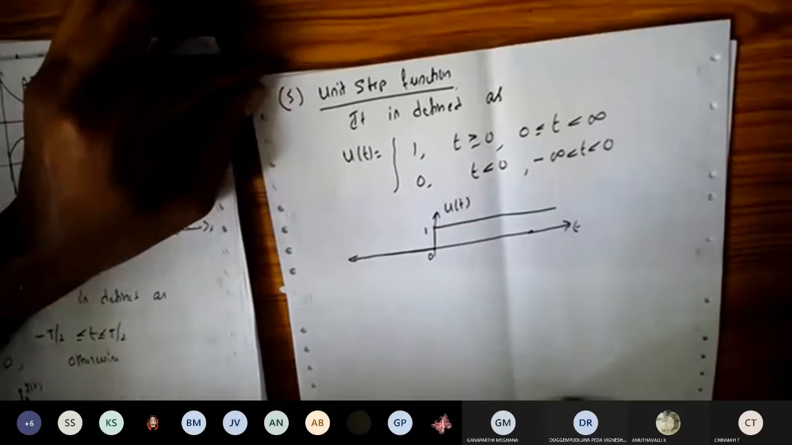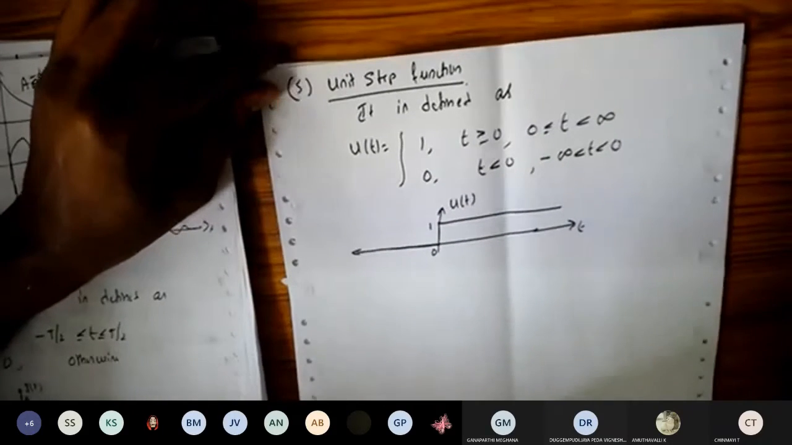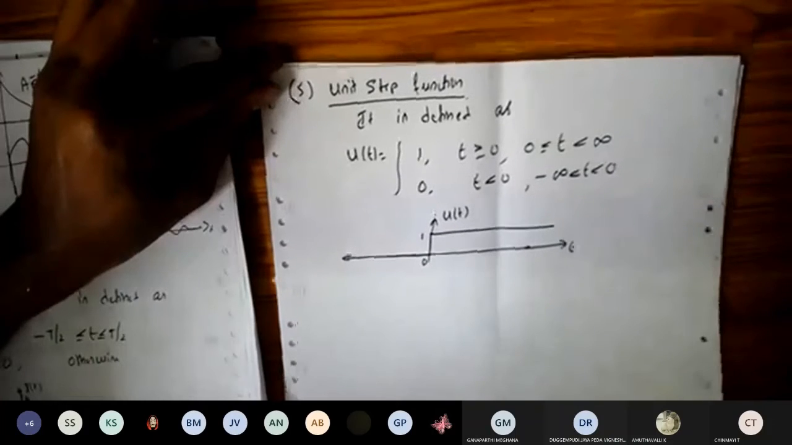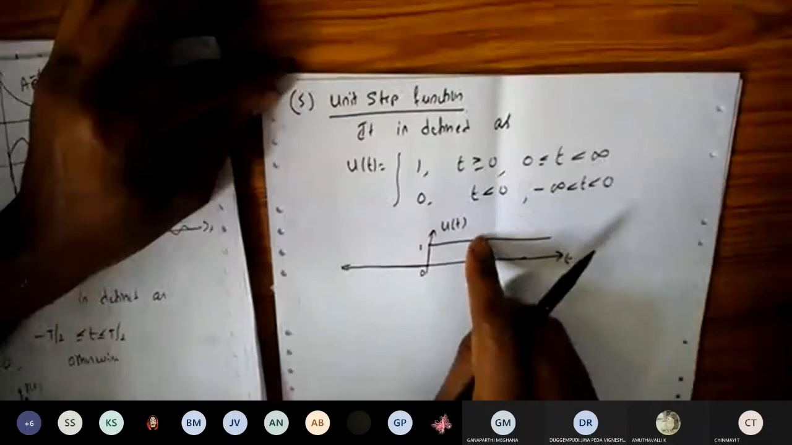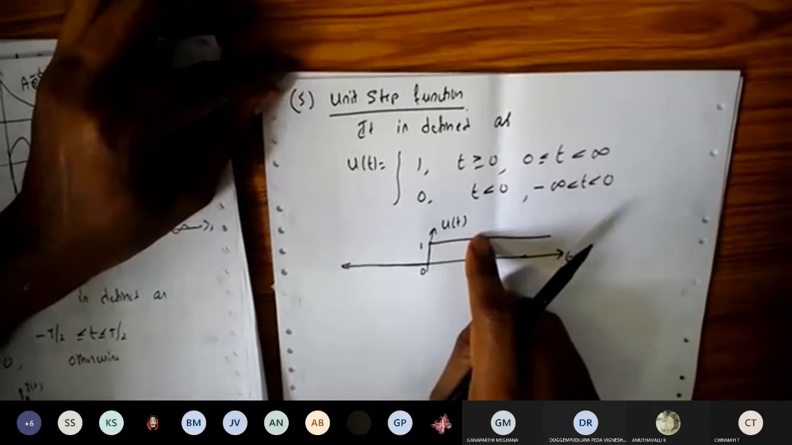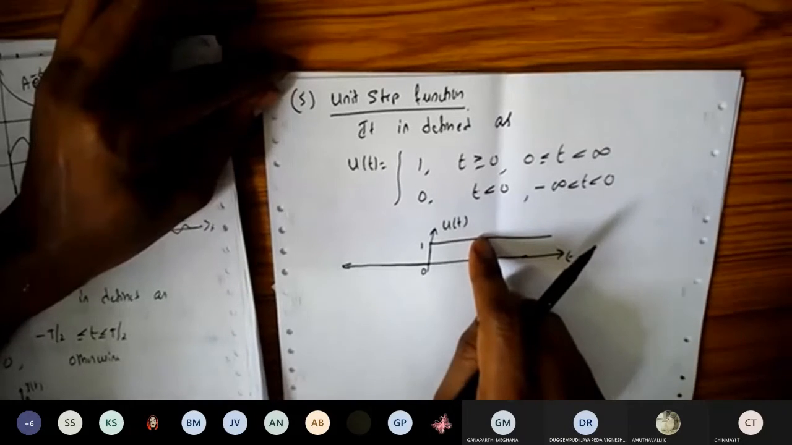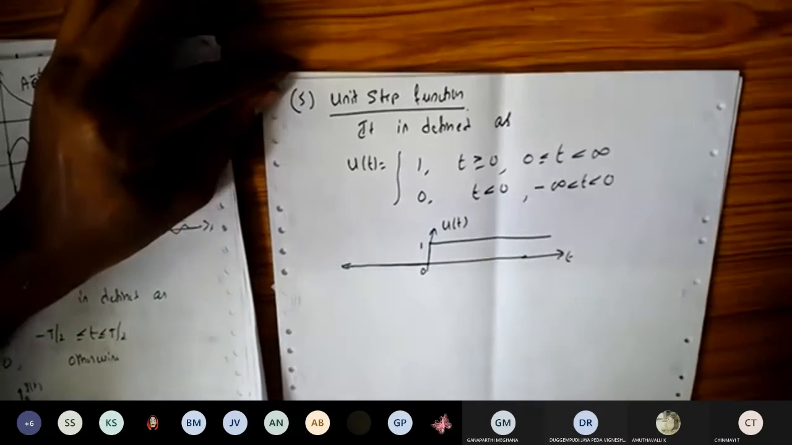I think you have already seen this in engineering statistics, in defining the CDF and the PDF for the discrete time signal. We have seen it with respect to the unit step function.